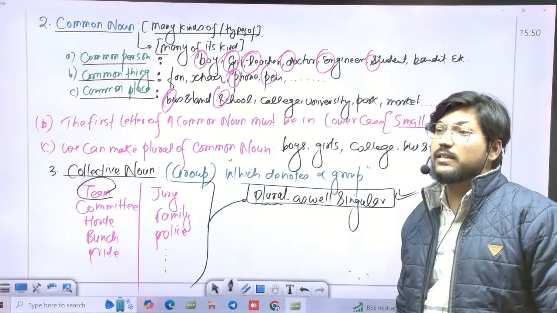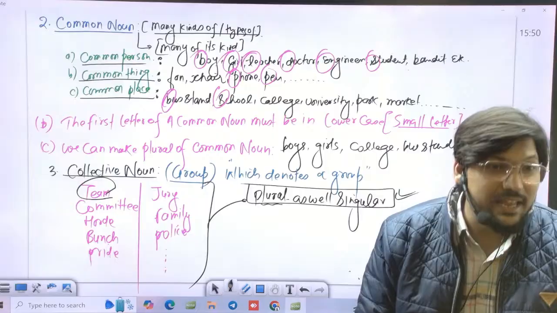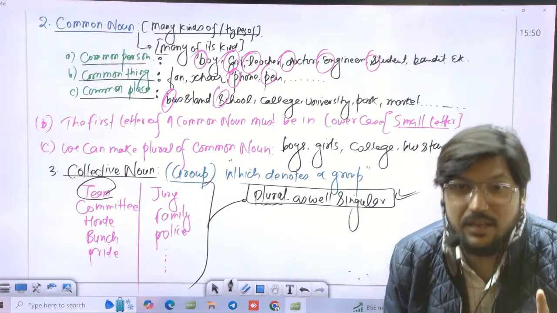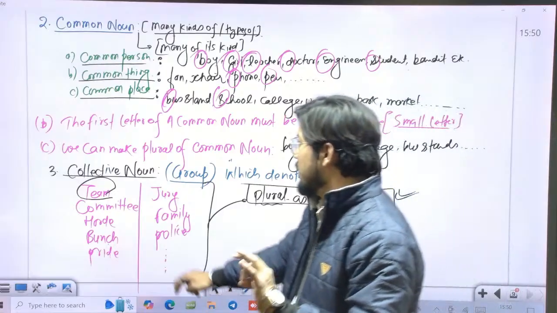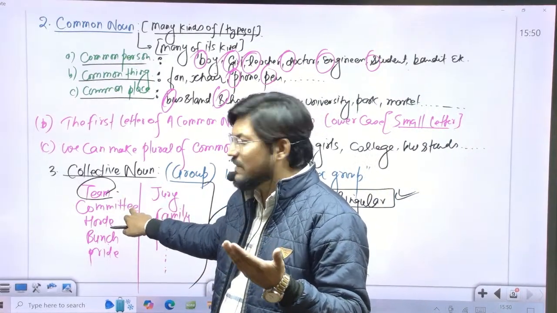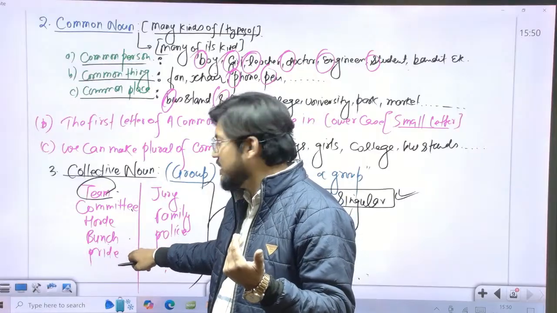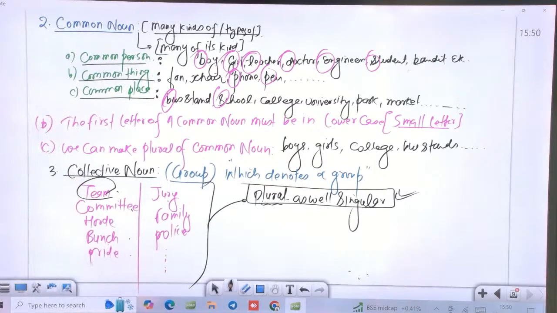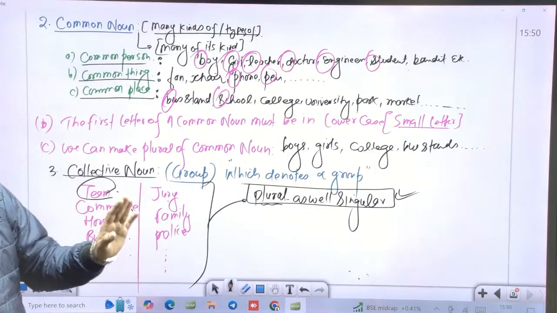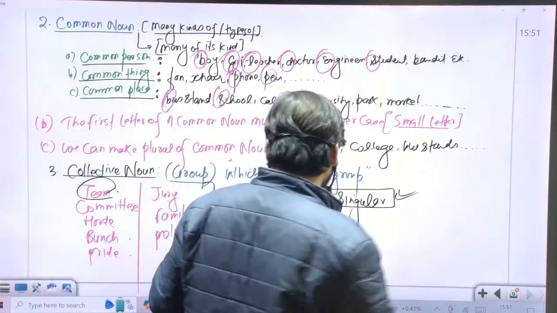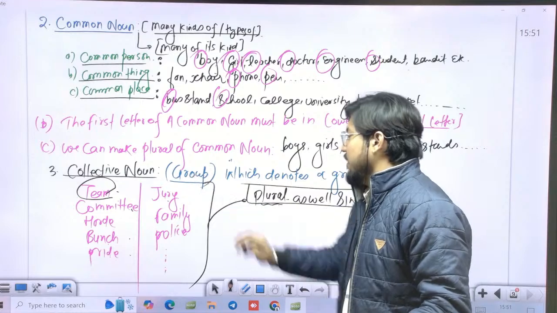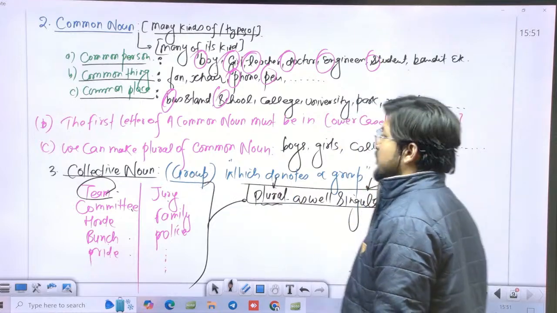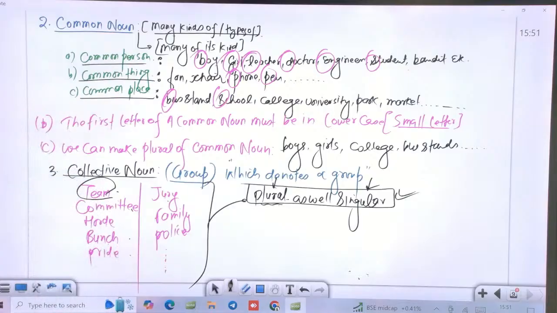So why we need to make them plural? By adding s, right? I know you must be thinking we have to use s with them, like teams. Have you heard committees, bunches, prides, juries? This is something awkward to hear. There can be teams or families, but this is something different, right? But first of all, note down, collective nouns are plural as well as singular in nature.